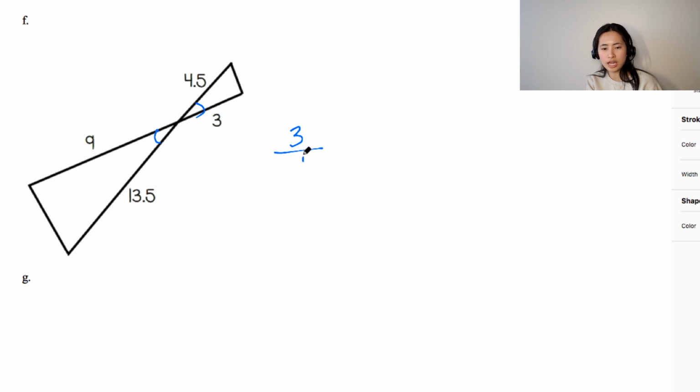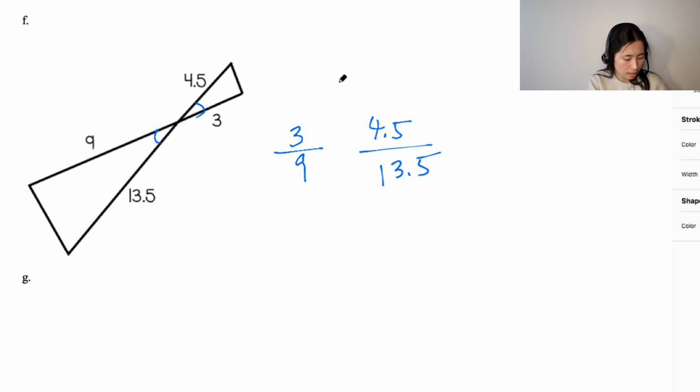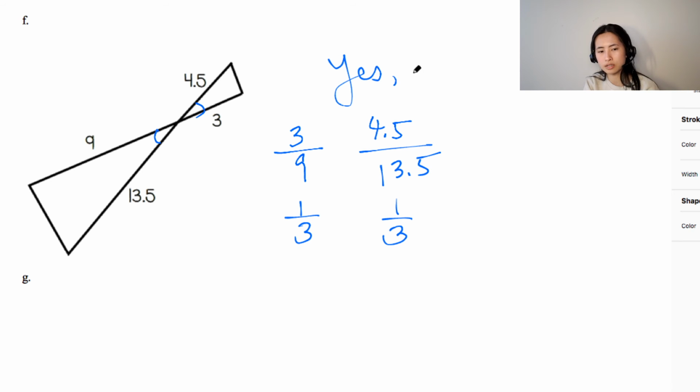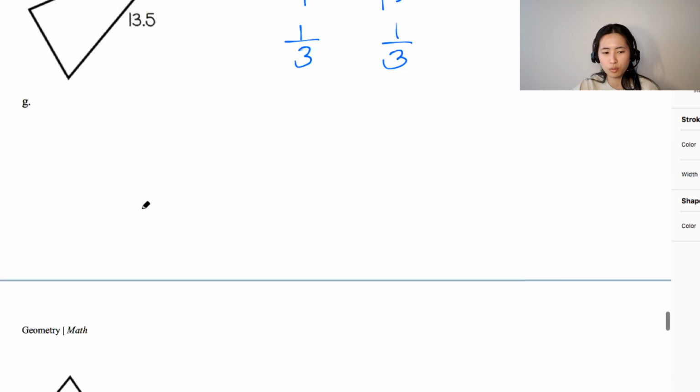So this is 3 and 9, and then on the other hand, I'm looking at 4.5 from the smaller triangle, and that's over 13.5. Let's see what happens. 3 divided by 9 is 1 over 3, and 4.5 divided by 13.5 is also equal to 1 over 3. So yes, they're similar based on side, angle, side. Hopefully this isn't too bad. It's all about looking at the triangles and seeing which theorem applies.